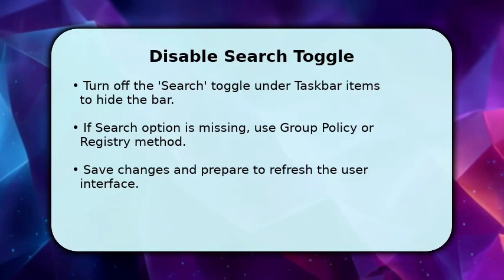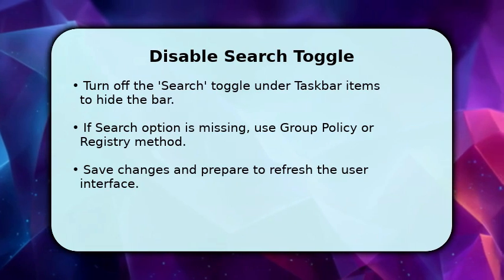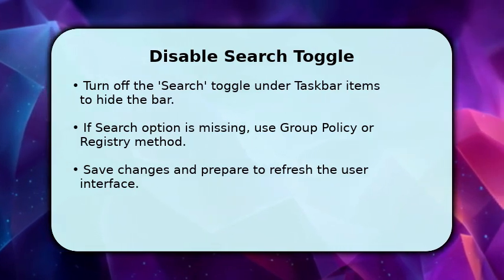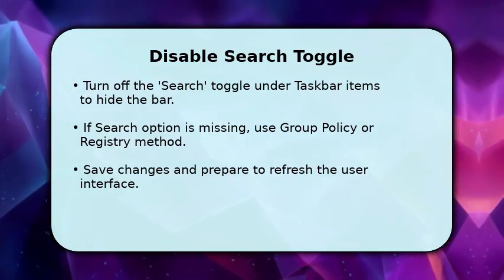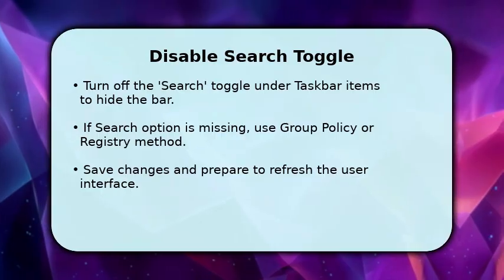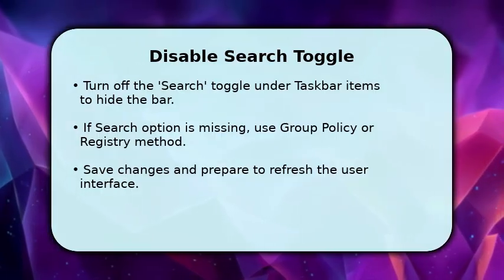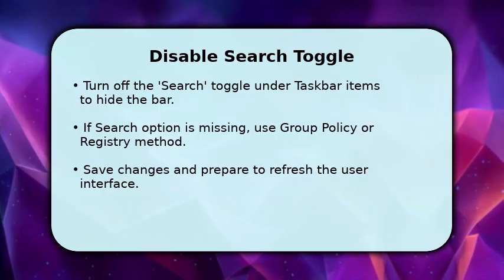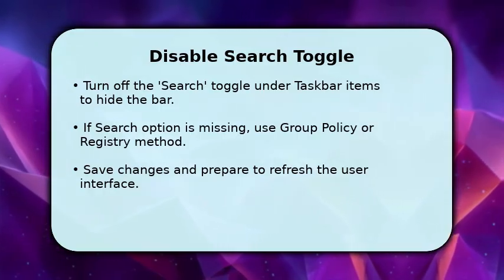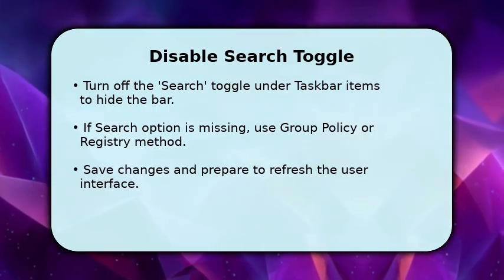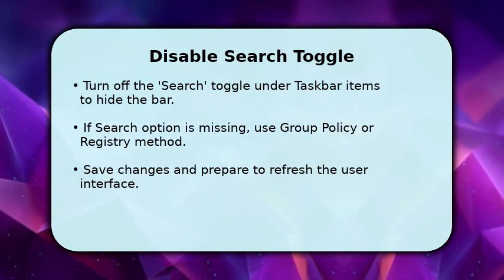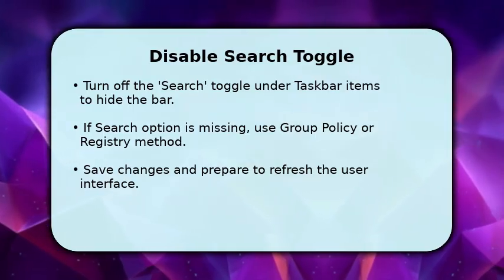You will now remove the visible search element. Toggle off search under taskbar items and observe the bar disappear immediately. This is the intended user-facing method. If the search toggle is not present, open Group Policy Editor, gpedit.msc, or edit HKey current user /software /Microsoft /Windows /current version /search to disable the feature, only if you're comfortable.